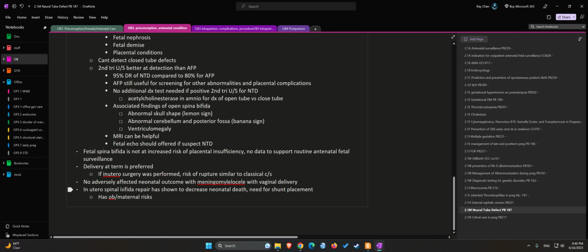In utero spina bifida repair has been shown to decrease neonatal death and the need for shunt placement. However, there are increased obstetric and maternal risks.